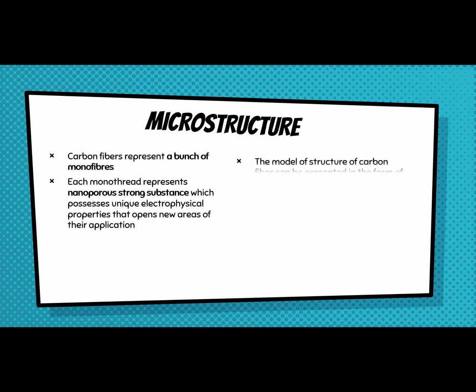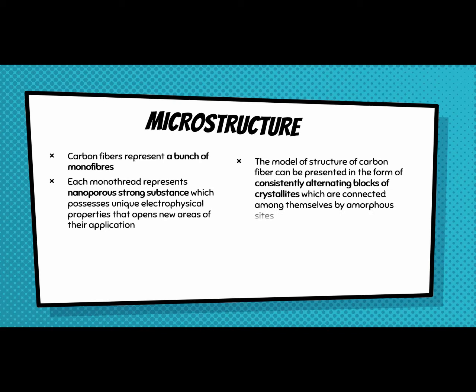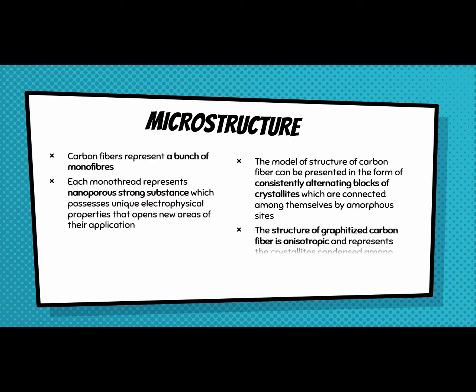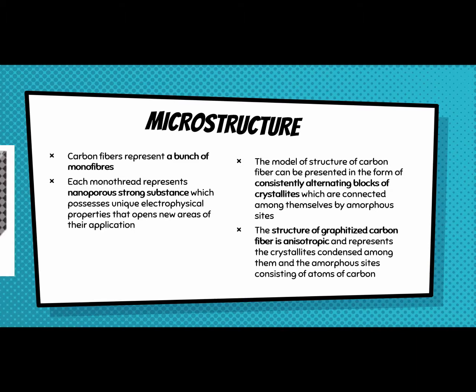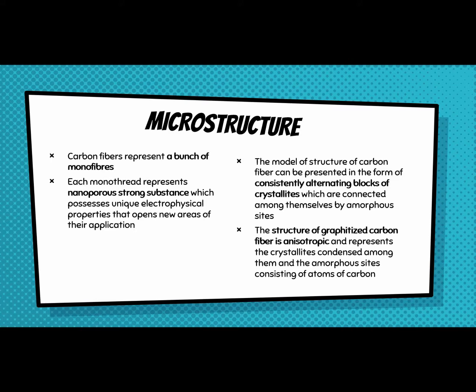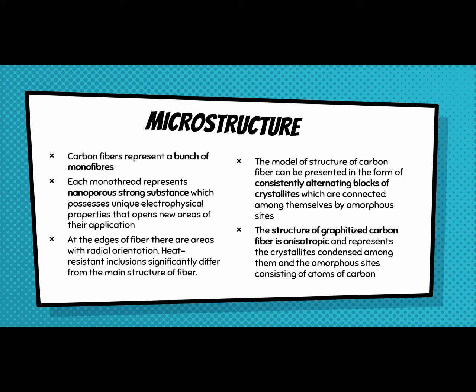The model of the structure of carbon fiber can be presented in the form of consistently alternating blocks of crystallites, which are connected among themselves by amorphous sites. The structure of graphitized carbon fiber is anisotropic and represents the crystallites condensed among them and the amorphous sites consisting of atoms of carbon. At the edges of the fiber, there are areas with radial orientation. Heat-resistant inclusions significantly differ from the main structure of the fiber.